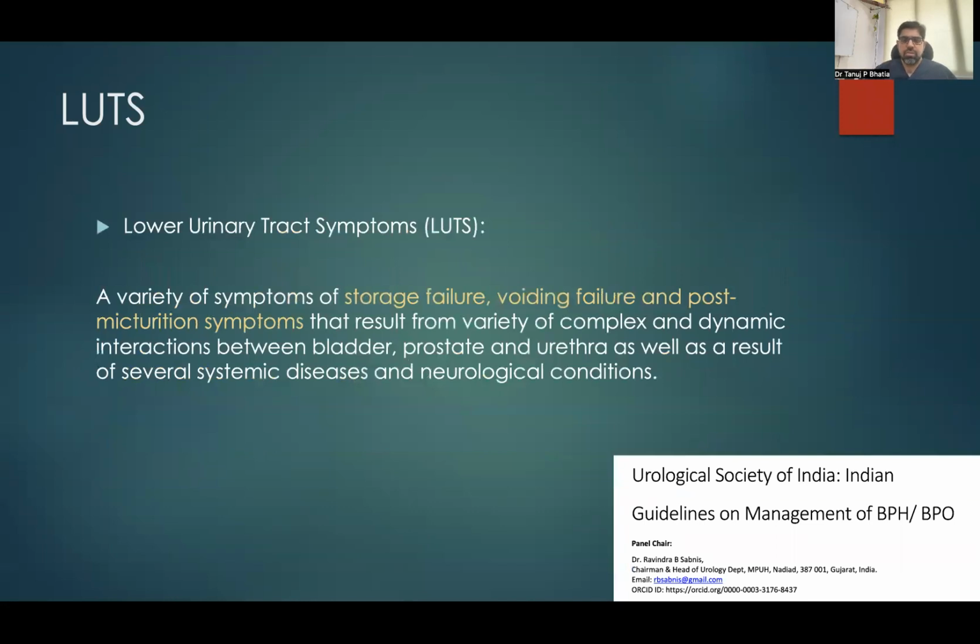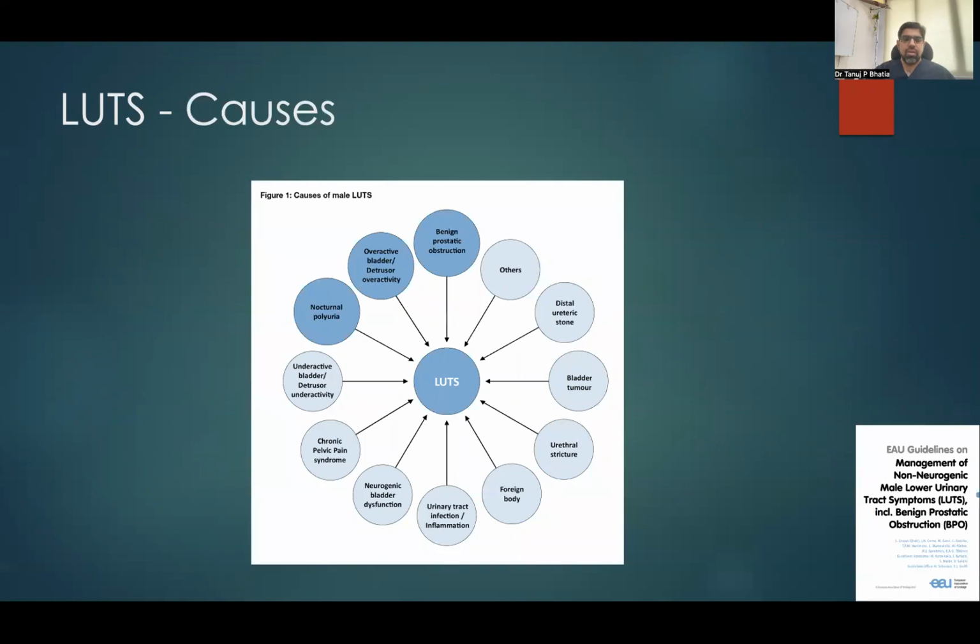The recently released Indian guidelines define LUTS as a variety of symptoms of storage failure, voiding failure, and post-micturition symptoms that result from a variety of complex and dynamic interactions between the bladder, prostate, and urethra, as well as the result of several systemic diseases and neurological conditions. We know that there can be several causes leading to lower urinary tract symptoms. This can be the most common, benign prostatic obstruction, or overactive bladder, or nocturnal polyuria, underactive bladder, pelvic pain syndrome, neurological causes, foreign bodies, urethral strictures, ureteric stones, etc.